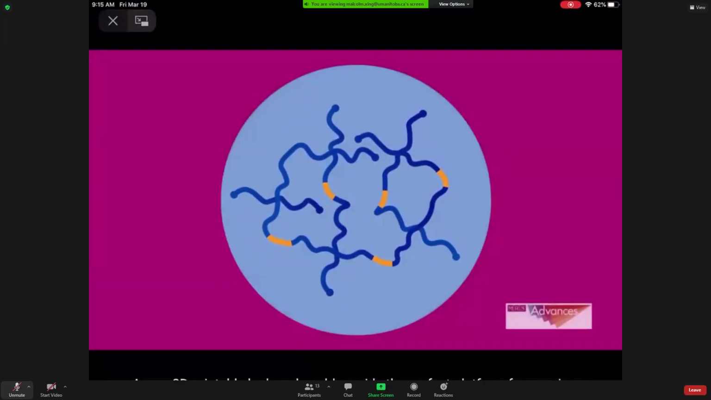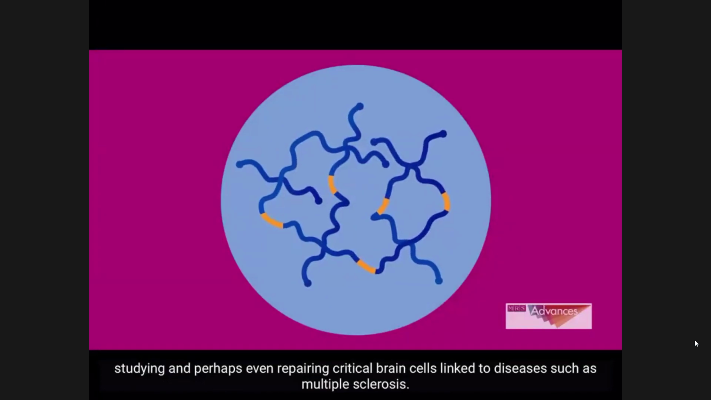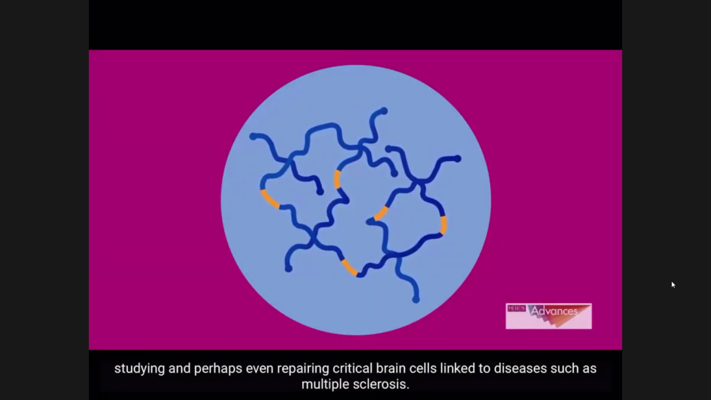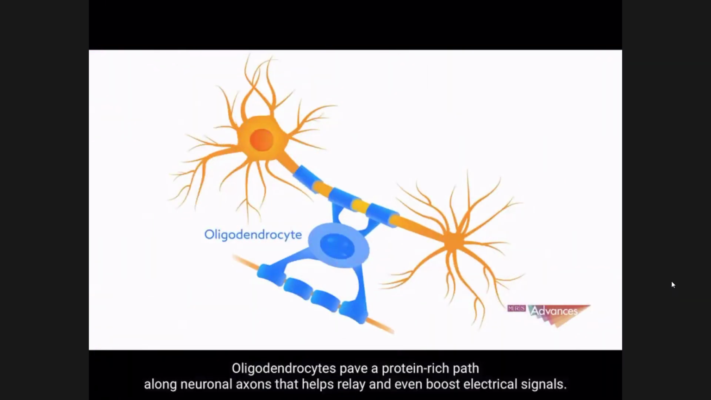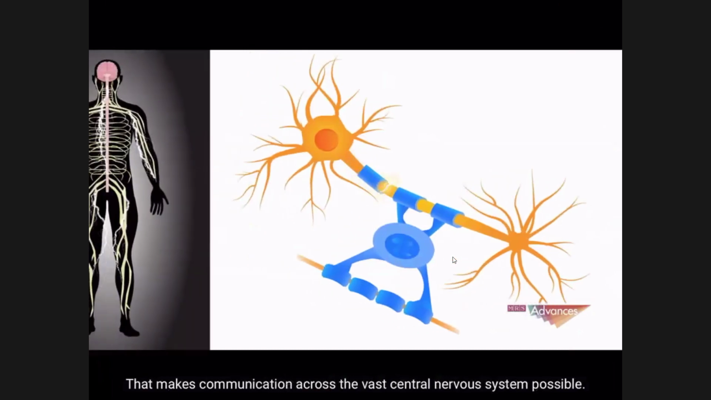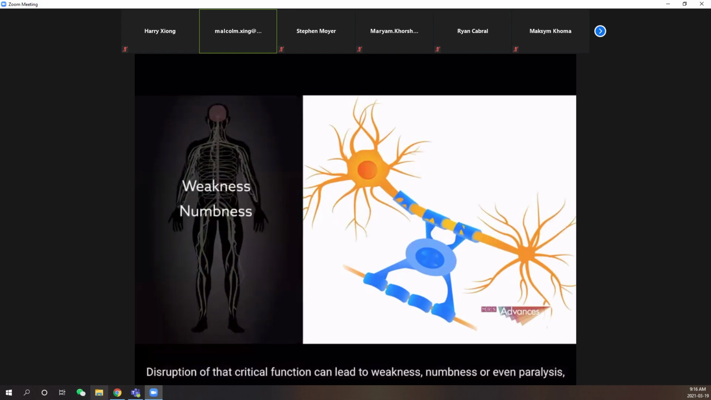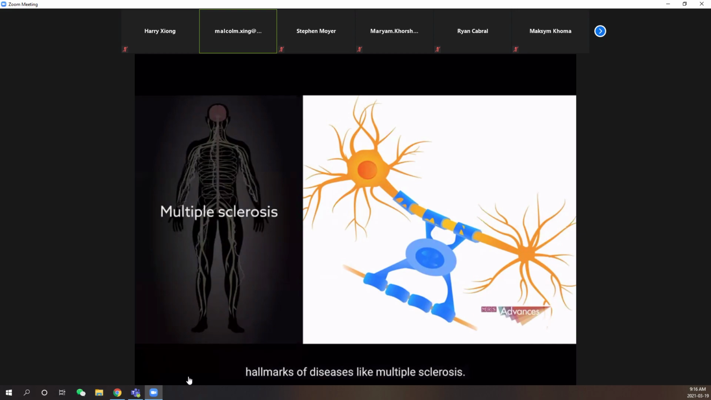A new 3D printable hydrogel could provide the perfect platform for growing, studying, and perhaps even repairing critical brain cells linked to diseases such as multiple sclerosis. This is an oligodendrocyte. Oligodendrocytes pave a protein-rich path along neuronal axons that helps relay and even boost electrical signals. That makes communication across the vast central nervous system possible. Disruption of that critical function can lead to weakness, numbness, or even paralysis, hallmarks of diseases like multiple sclerosis.